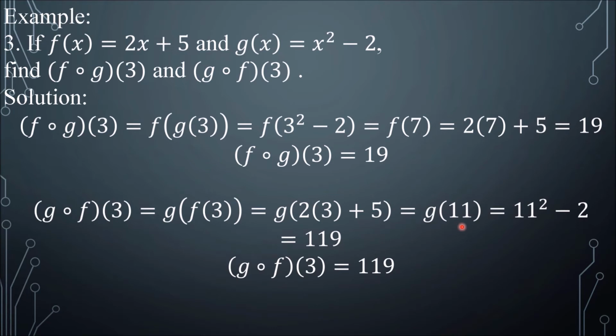G of 11 is 11 squared minus 2. Why? Because g of x is x squared minus 2, and 11 must be substituted to x in g of x. So 11 squared minus 2 is 119. Therefore, g of f of 3 is equal to 119.